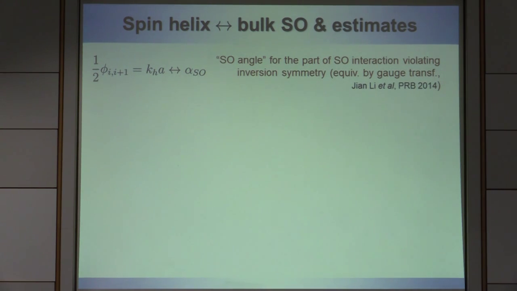As I tried to answer, there is a correspondence between the dimensionless parameter KHA, where A is the distance between the magnetic impurities, and the spin orbit angle. Typically, the spin orbit angle is relatively small, so it's not 1. This is a translation that I will use all the time, and I will think of alpha as moderately small. Now let's make some simple estimates.